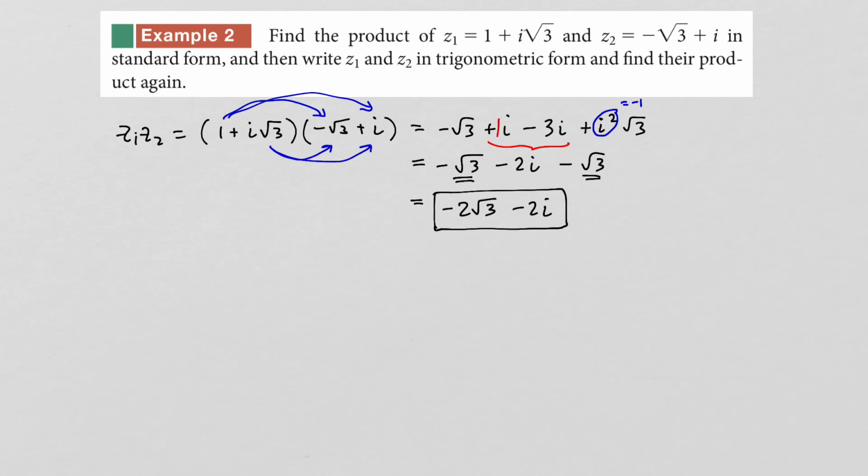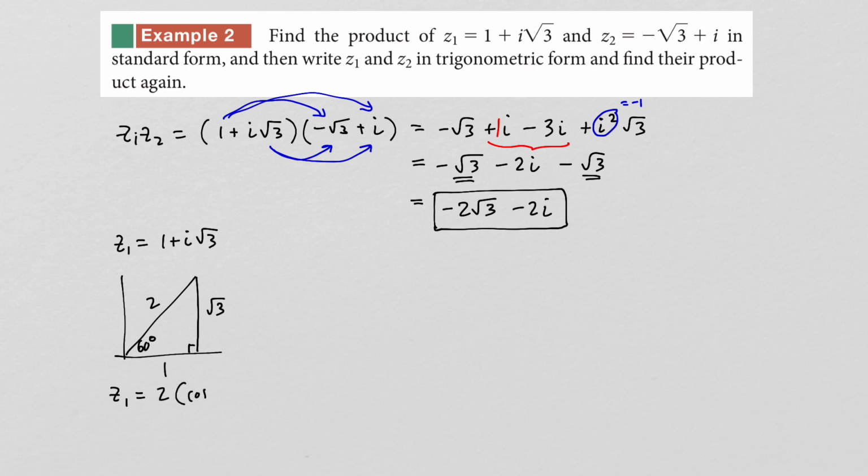Next, they want us to write these numbers in trigonometric form and then find the product once again. So to do this, it's helpful to have a little graph here. So z1 is the number 1 plus i radical 3. If I draw a picture of this complex number, it will look something like this. The real part is 1, the imaginary part is radical 3. We know this is a 60-degree angle, and the hypotenuse here is 2. So z1 can be written as 2 times cosine of 60 plus i times sine of 60.